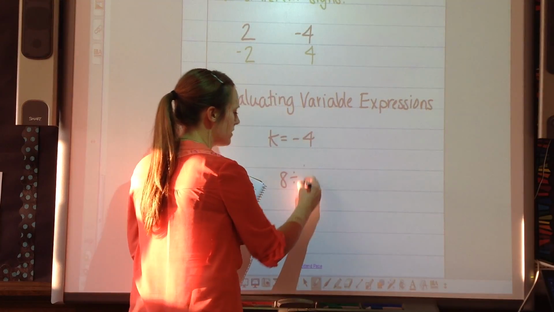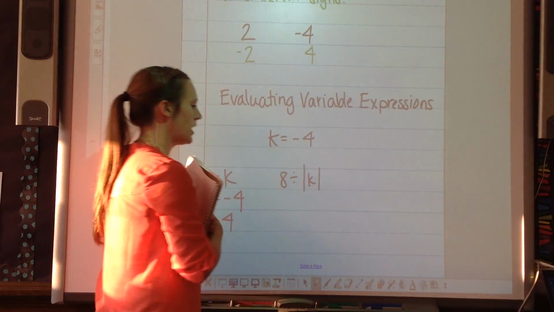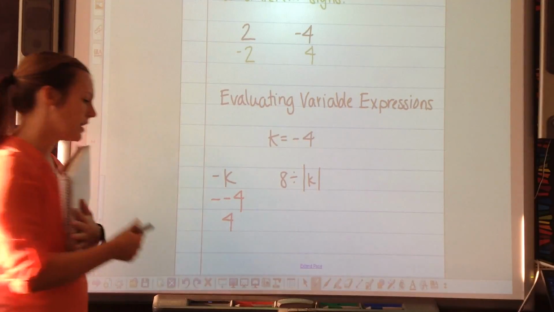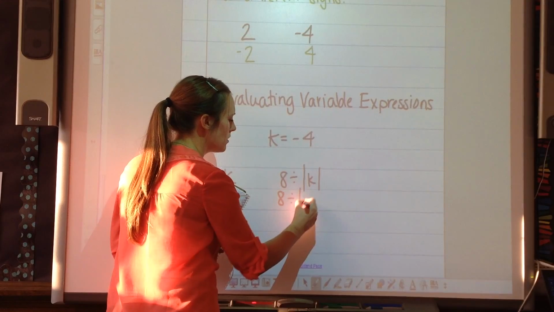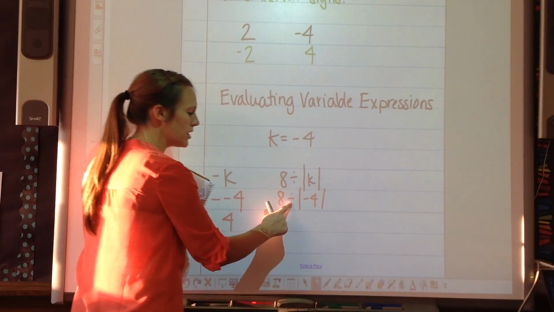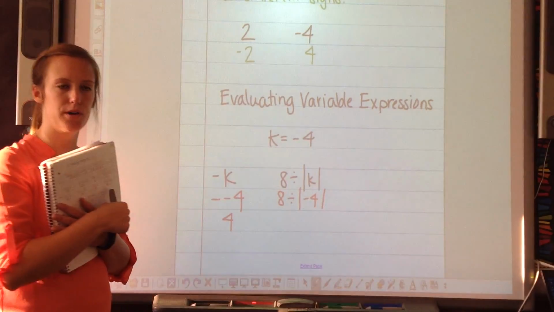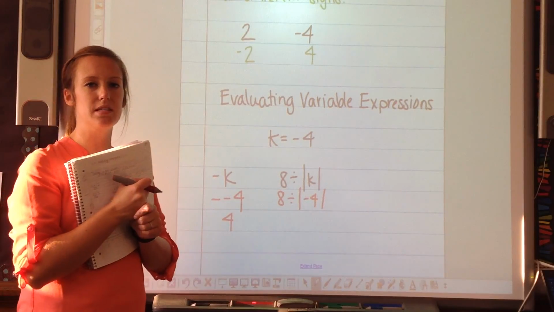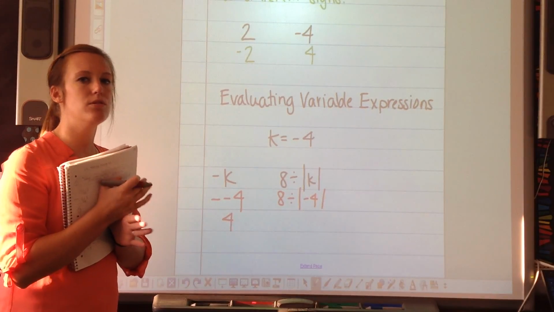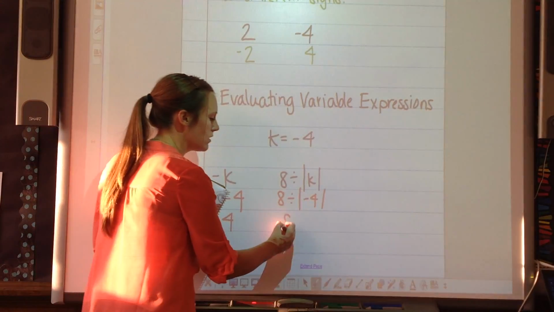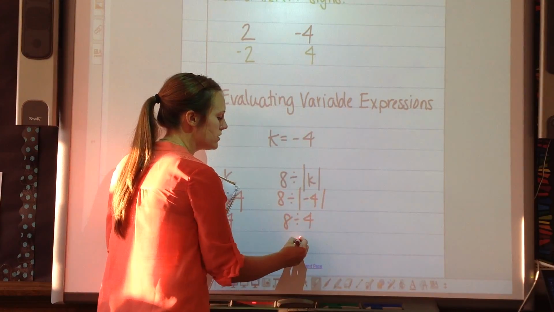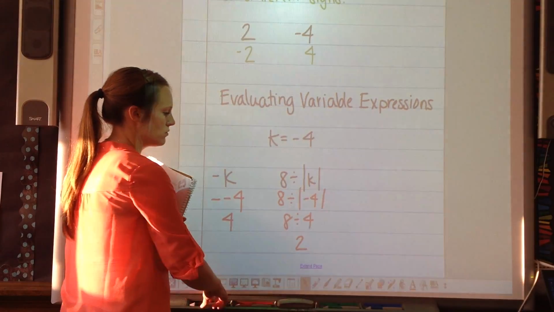8 divided by the absolute value of k. We're going to replace the k with a -4. And you can't do any operations until those absolute value bars are gone. Absolute value is distance away from 0. How many units away from 0 is -4? Well, it's 4 units away. 8 divided by 4 is 2.